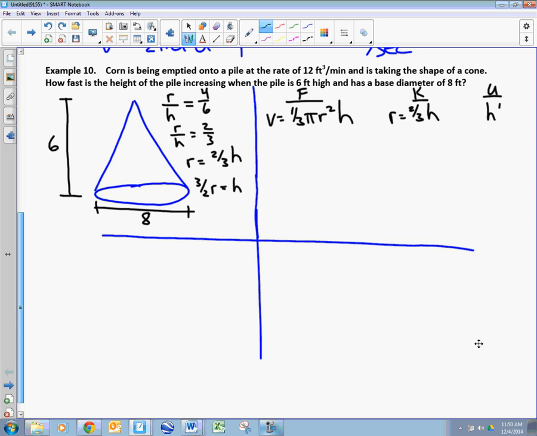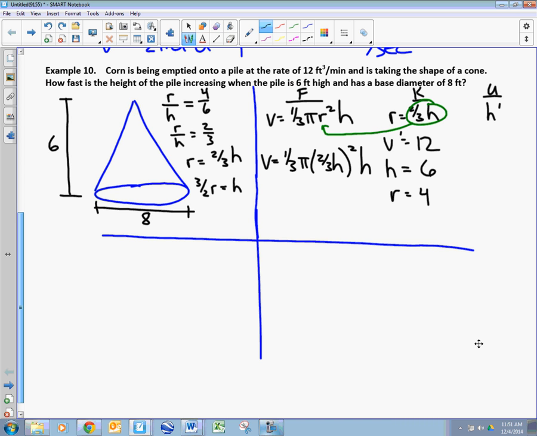It says how fast is the height of the pile increasing? So what else? We have the volume prime. V prime is 12. And we know that the current height is 6. We know the current radius is 4, but we don't even need that. So I'm going to have to switch this equation so that I only have h and not r. So I'm going to take my 2/3 h, I'm going to plug it in for r. Therefore, I have volume is equal to 1 over 3 pi times 2 over 3 h, quantity squared, h.